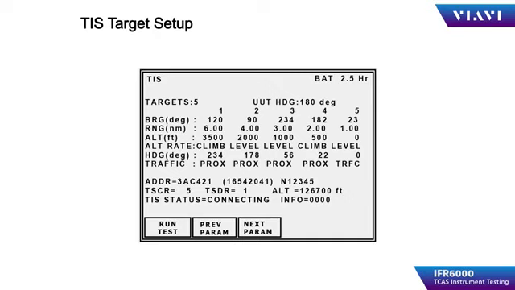The IFR6000 can simulate traffic information system broadcasts to non-TAS TCAS equipped aircraft. This information is uplinked via a ground to aircraft link provided by the IFR6000, simulating an uplink from the ATC radar. The IFR6000 can simulate up to 5 different targets by simply filling in the bearing, range, altitude, and altitude rate, whether it's climb, descend, or level flight.